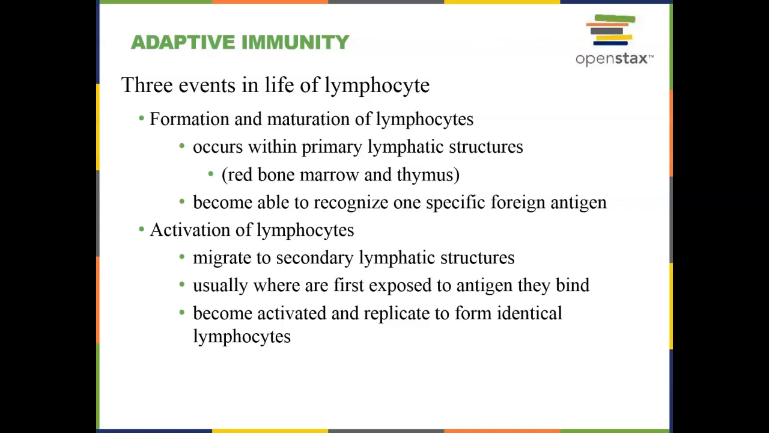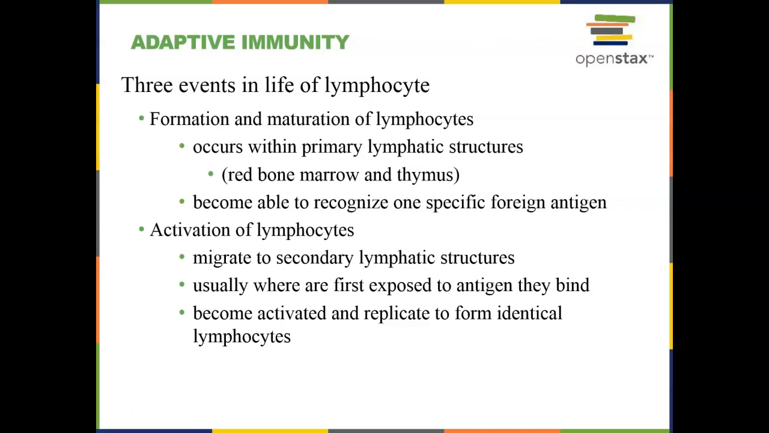So activation of lymphocytes occurs typically when they're in their secondary lymphatic tissue, like in the lymph nodes or in tonsils or in the spleen or in the MALT, and they get exposed to that first antigen. That first exposure activates them, and that's going to cause them to replicate and differentiate into the fighter cells or the memory cells.